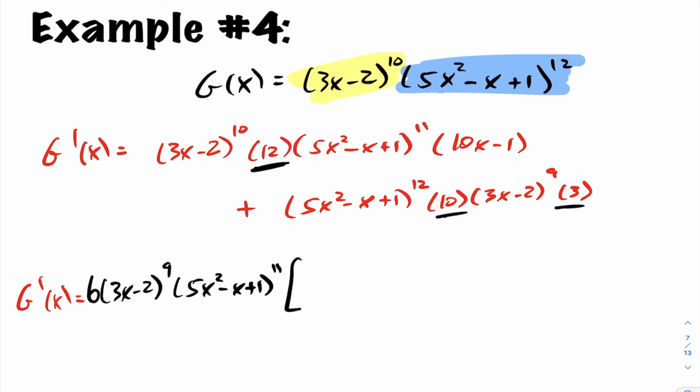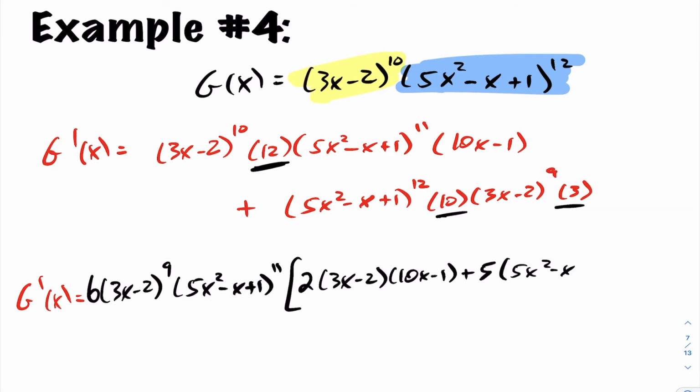So what am I left with? Well, 12 divided by 6 is 2. I had 10 of the 3x minus 2's. I took 9 out, so I'm just left with a 3x minus 2. I had 11 of the quadratic here, and I took it all out, so that's gone. And then lastly, I'm left with the 10x minus 1. In the next term here, I had a 30, and I divided out a 6, so I'm left with a 5. I had 9 of these and took them all out, and I had 12 of these, so I'm left with 1 of these here, giving me the 5x squared minus x plus 1.